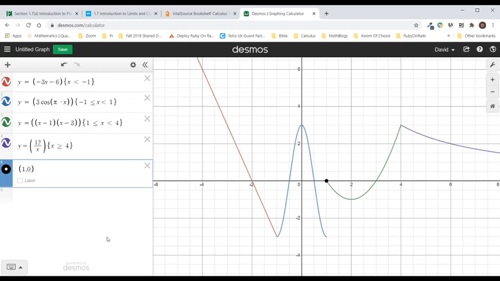Remember, this is one function. So the function looks like a line, and then stops looking like a line. It looks like a piece of trig. Stops being a piece of trig, turns into a polynomial. Stops being a polynomial, turns into a power function with a negative exponent.